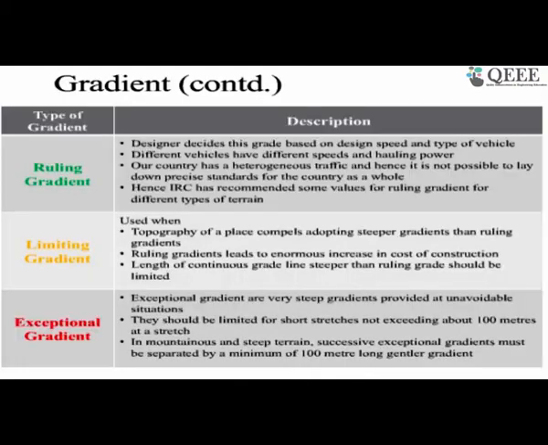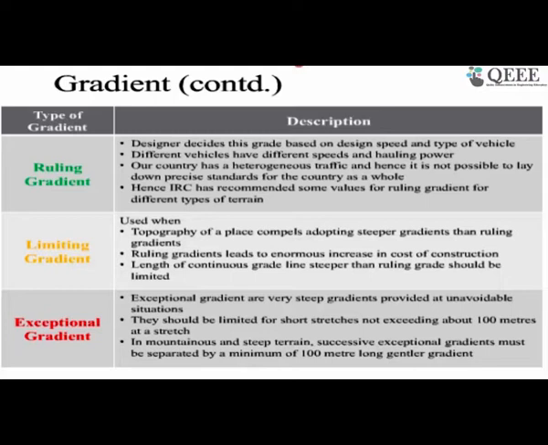If we look into the other types of gradient, those are the limiting gradient and the exceptional gradient. This ruling gradient, as I told you, is what a designer wants to put. The maximum gradient should be within the ruling gradient. However, in certain situations, due to extended earthwork or some restriction or constraints, they need to provide more than the ruling gradient. When the topography or the terrain compels adopting a steeper gradient, we need to provide the limiting gradient, which is higher than the ruling gradient.